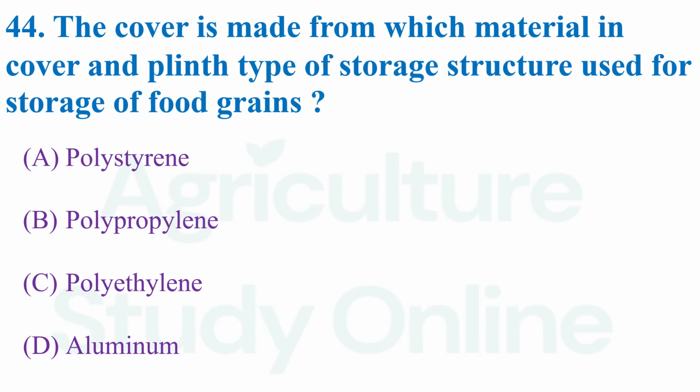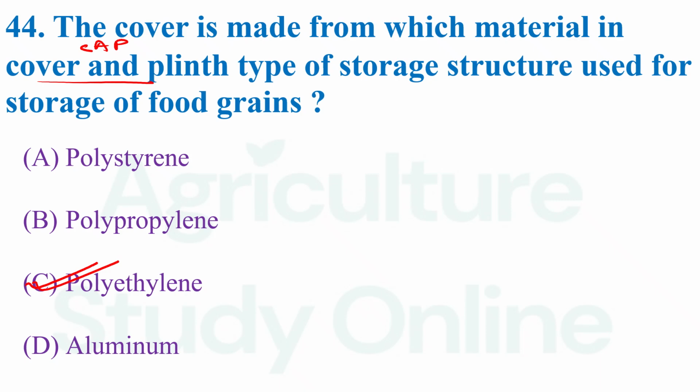Question number 44. The cover is made from which material in cover and plinth, that is CAP type of storage structure which is used for storage of food grains? So this CAP, it is a temporary storage method where the grains are just stacked on a raised plinth, that is platform, and then covered with waterproof sheets. So these are basically polyethylene. So waterproof means it will protect from the rain, and it is flexible, durable, lightweight, easy to use, and cost effective.